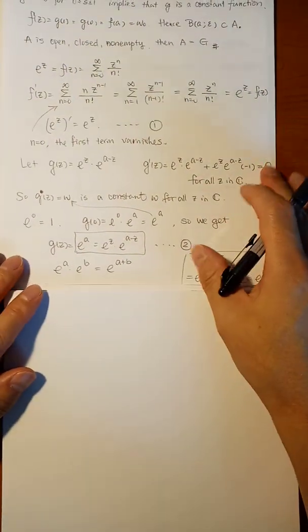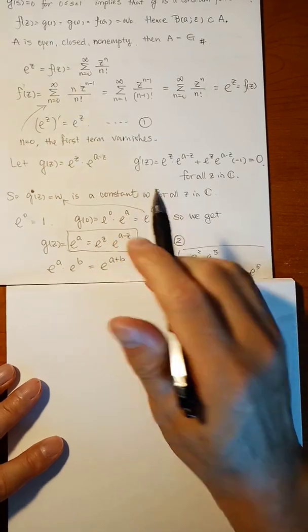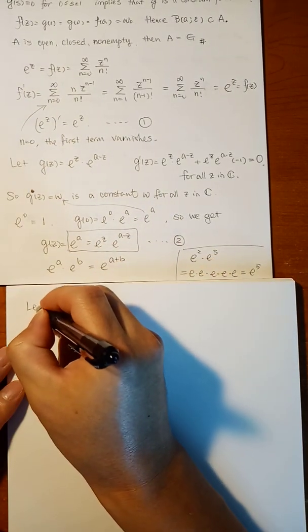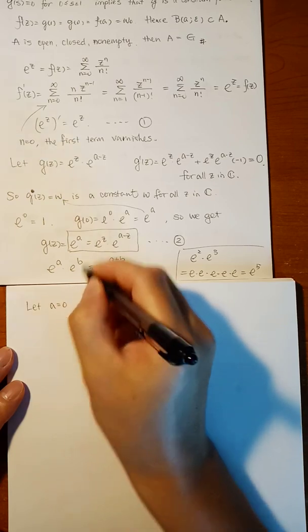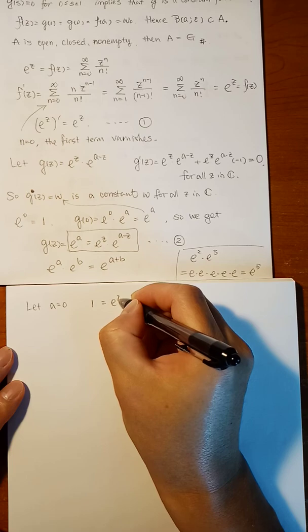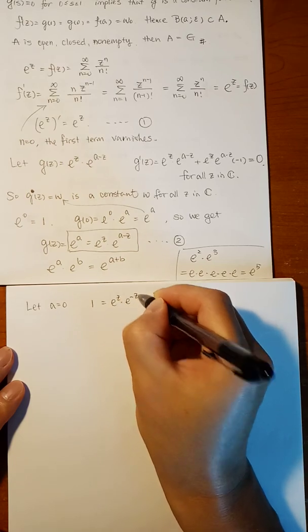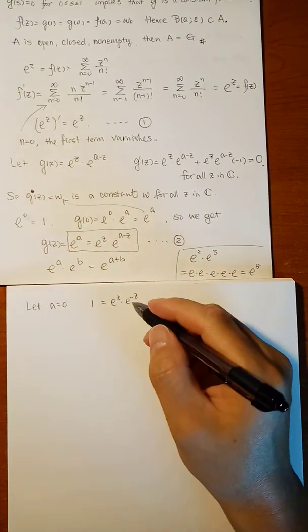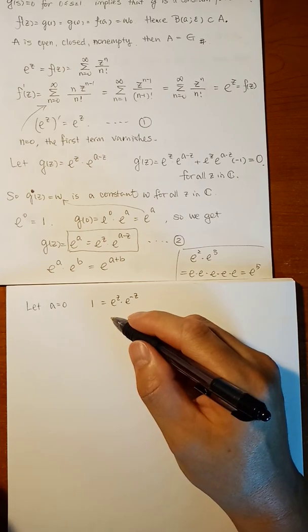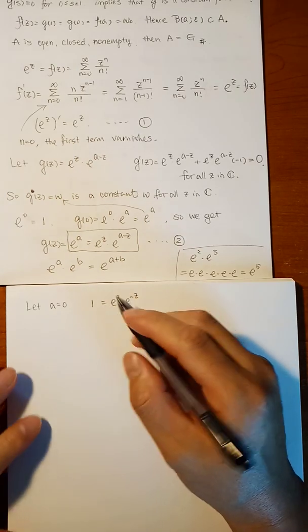And from this one, you just let a be 0. If you let a be 0, we get, a is equal to 0, e to 0 is 1. We get this. So e to z times e to negative z is equal to 1.